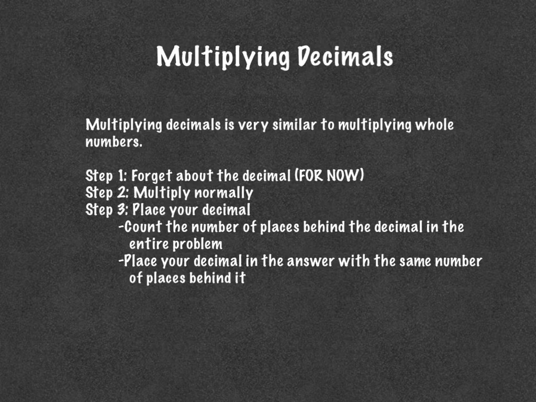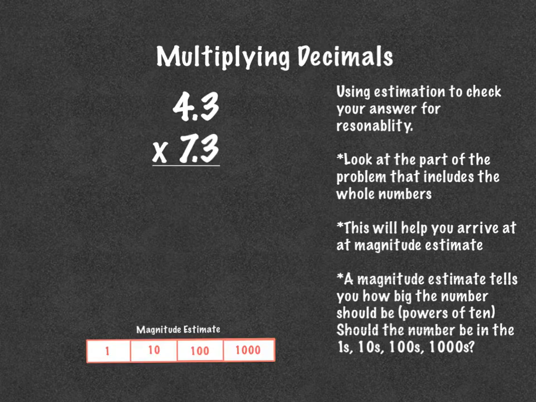Step 2, you're just going to multiply normally. And then step 3, you are going to count the number of places behind the decimal in your entire problem, and then place your decimal in the answer with the same number of places behind it. Now, I know that sounds kind of complicated, so we're going to practice some.